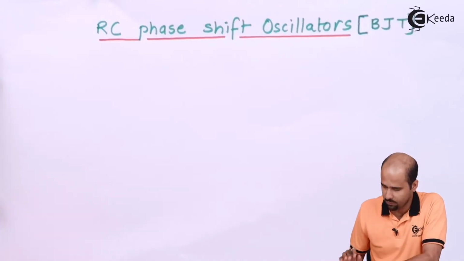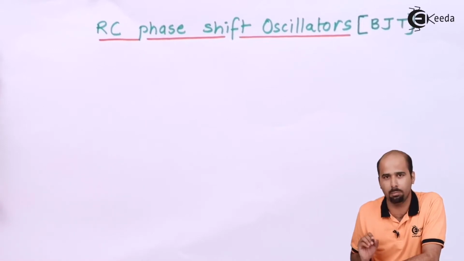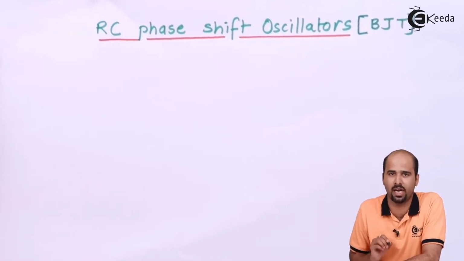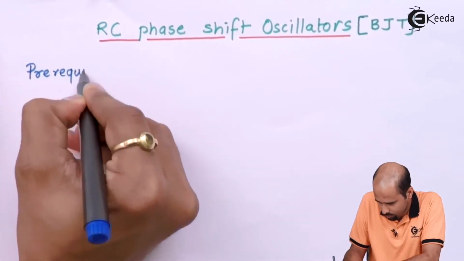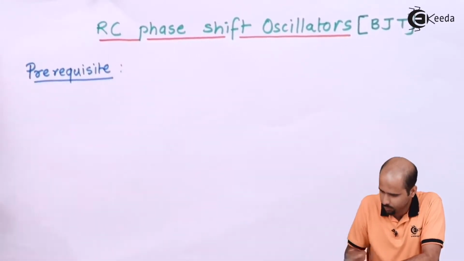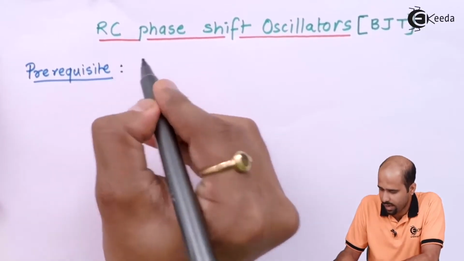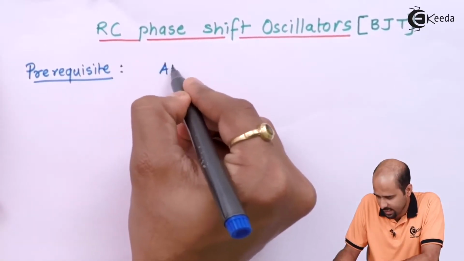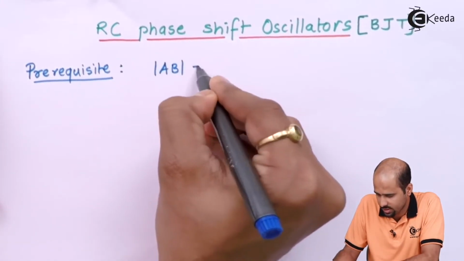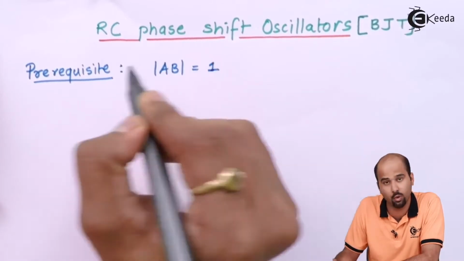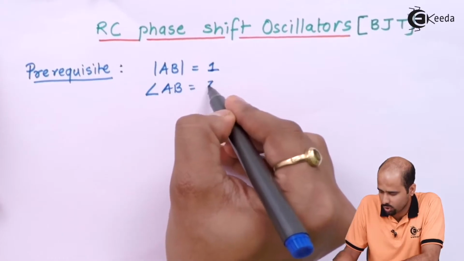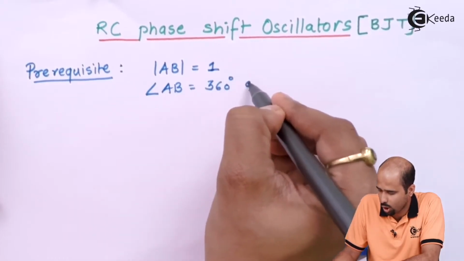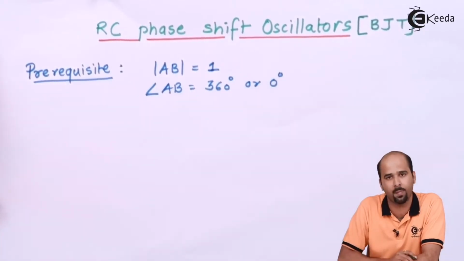So first of all, we need some prerequisites based on the definition and the concept of an oscillator. The prerequisite is Barkhausen criteria, which says that the magnitude of AB is equal to 1, that is the magnitude criteria, and the angle of AB is equal to 360 degrees or 0 degrees, right?